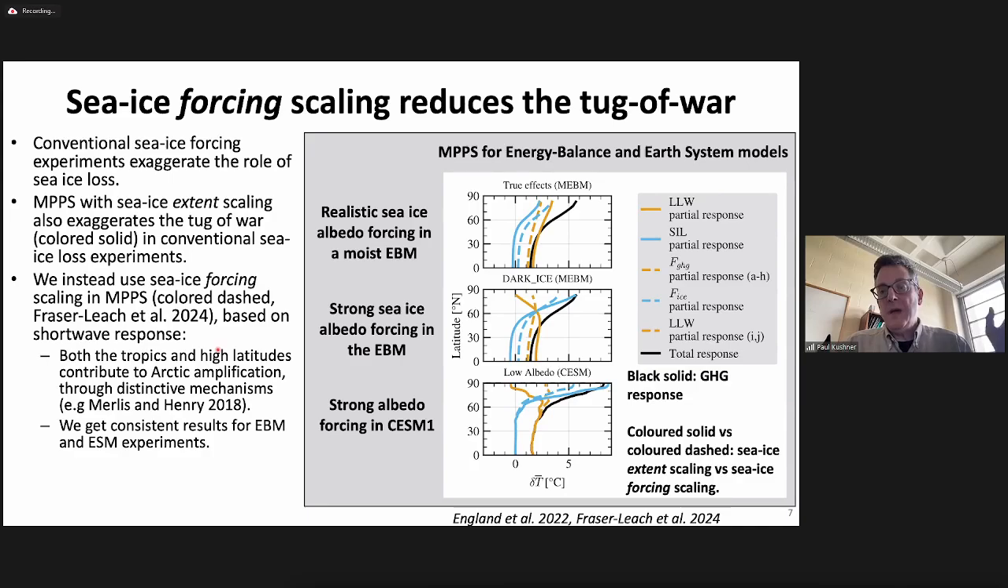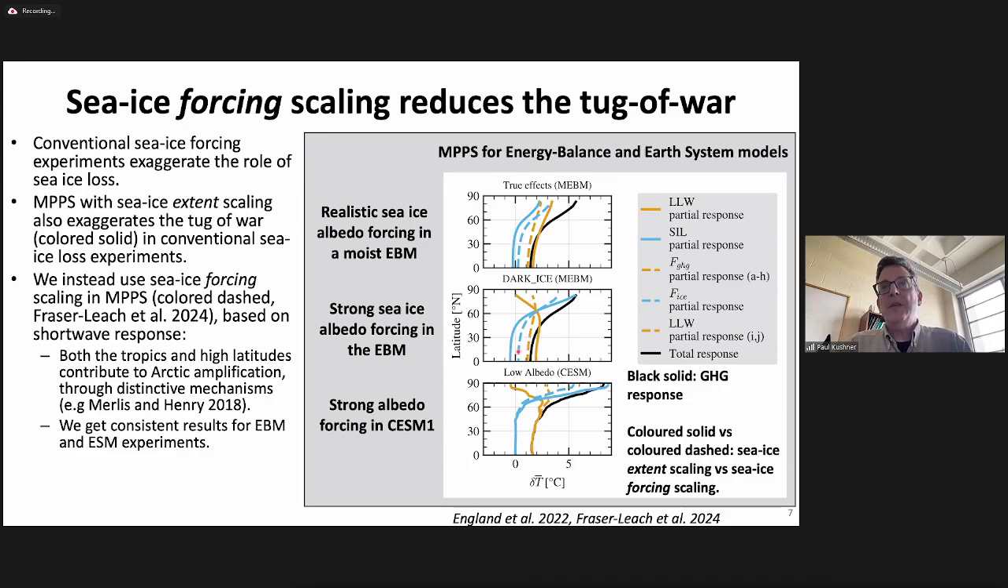From the energy balance model, we realize that there's a way of estimating the shortwave top of atmosphere response. And if we use that response instead of the sea ice extent as a scaling parameter, we can actually get a different kind of estimate of the different effects. This is shown strongly here when we take an albedo forcing model simulation called dark ice for this moist EBM. And we see this strong tug of war in the change in temperature here. And that tug of war in the solid is really changed when we use a different scaling based on forcing.